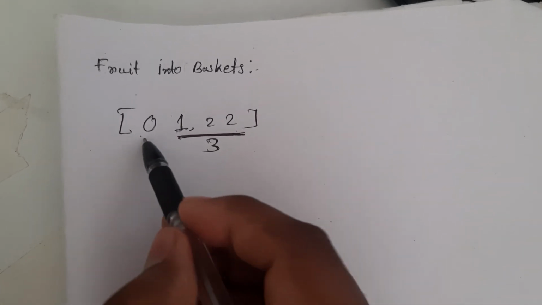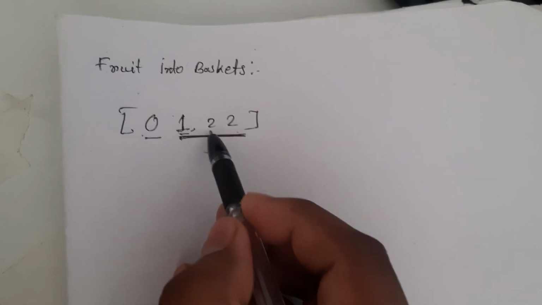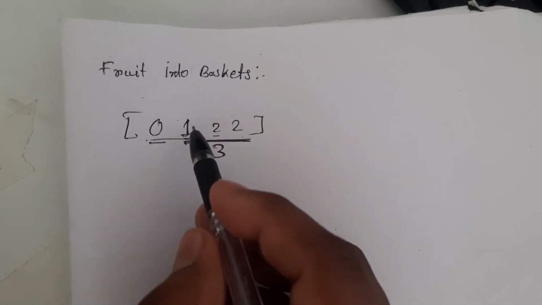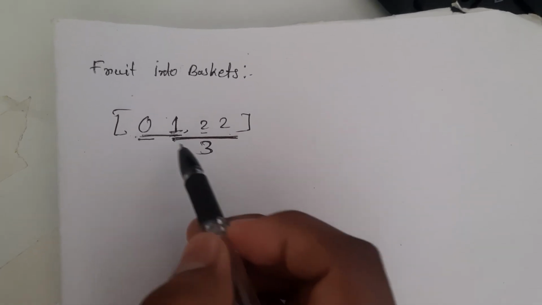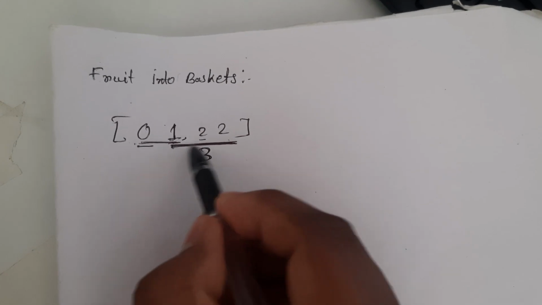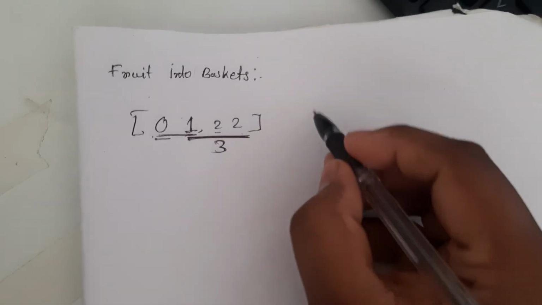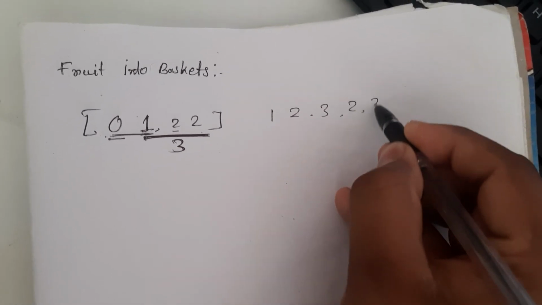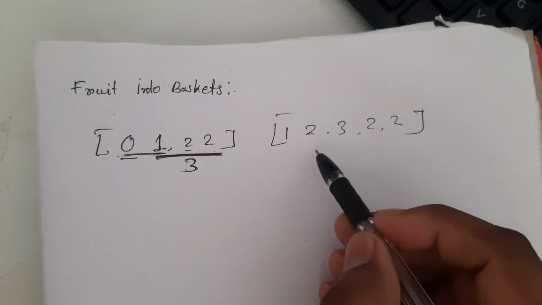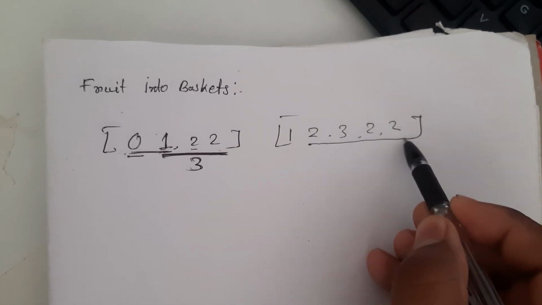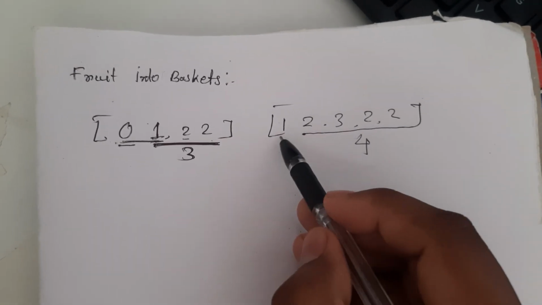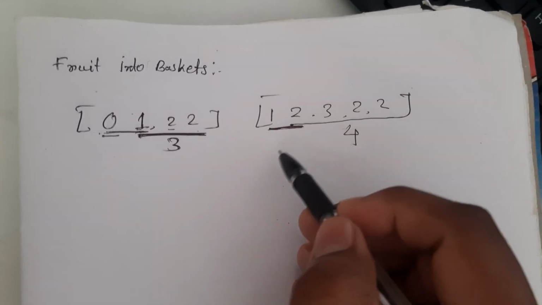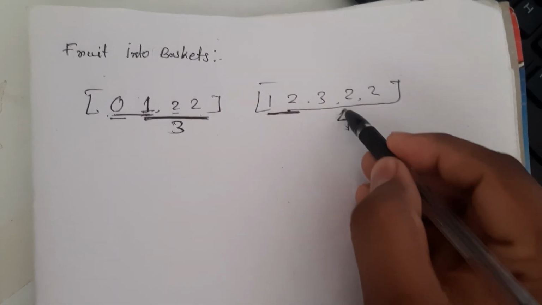But if you pick 0 then 1, you cannot pick 2, because with 0 and 1 you have already put two types of food in your baskets, so you need to find the maximum. In that case the maximum is 1 2 2. Another example is 1 2 3 2 2. Here you can pick 2 3 2 2, so the answer is 4. But if you pick 1, you can only pick 1 and 2, but we need to find the maximum, so the maximum is 4.